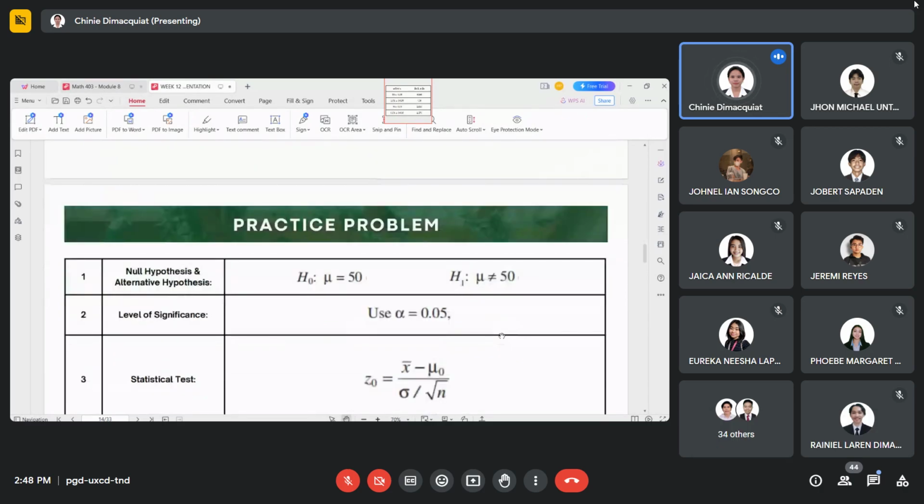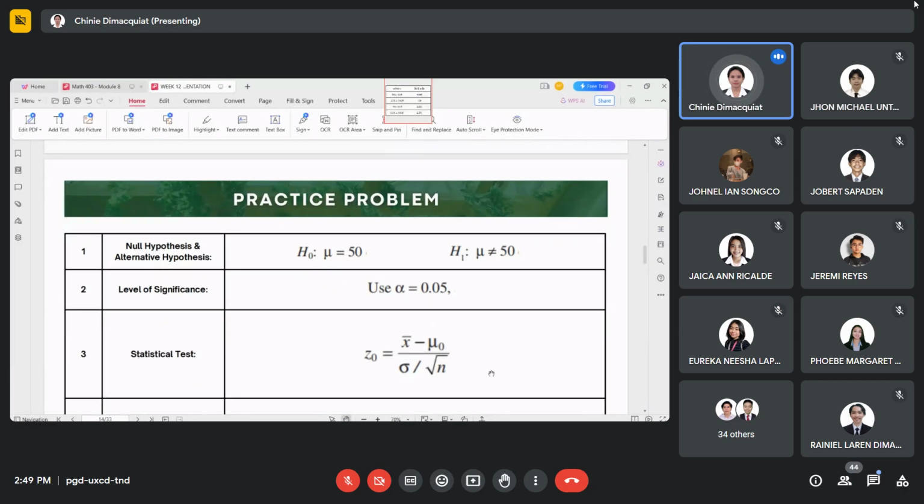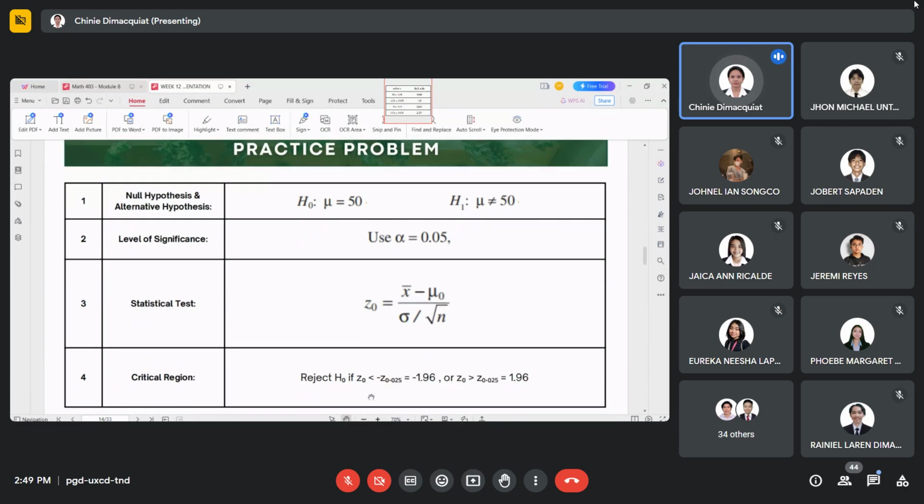Then, for our statistical tests, ito yung formula natin. And then, for our decision rule, or critical region, critical values, so negative 1.96 at 1.96. So, to illustrate, ito yung ating curve. Two-tailed. So, ito at ito. Then, itong dalawang to ay yung ating rejection region.